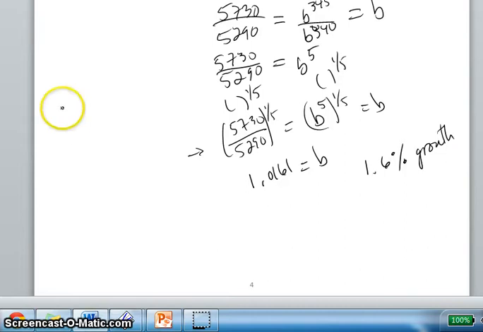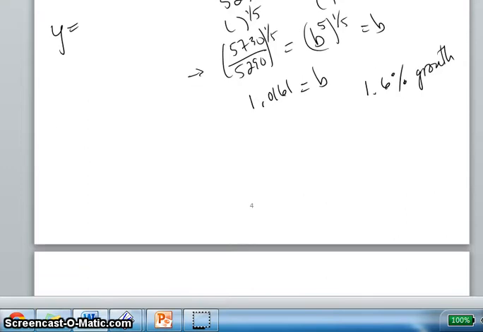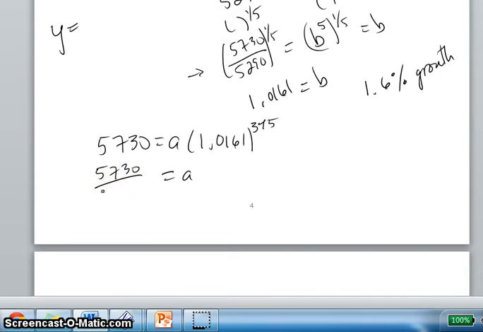And the model looks like y equals, oh, we haven't gotten a yet. So now we have to take this value of b and substitute it back into one of our initial equations. So what I'm going to use is the second equation. So 5,730 equals a, and substituting my value for b gives me that, and the x value that goes with that y value is 345. Dividing both sides by our exponential number gives me this.